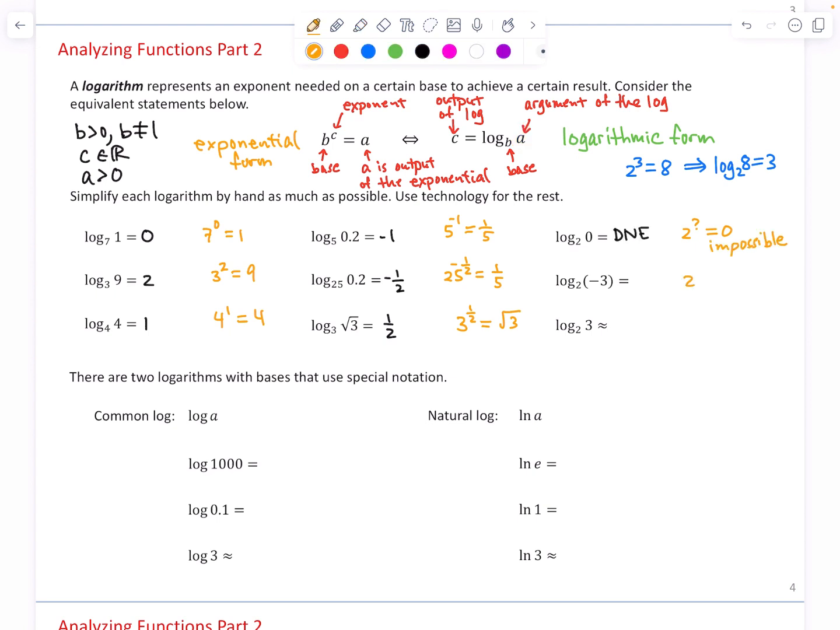In the next case, 2 raised to what power will equal negative 3. This one is also impossible for the same reasons. The argument of a log cannot be negative, cannot be 0. So again, this does not exist.